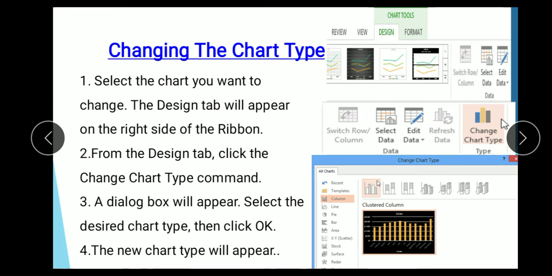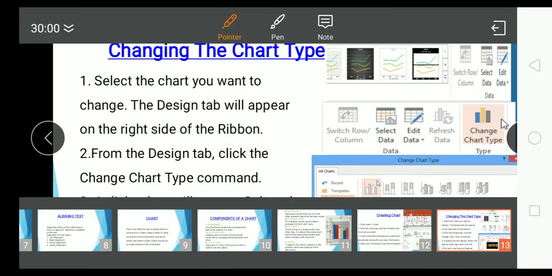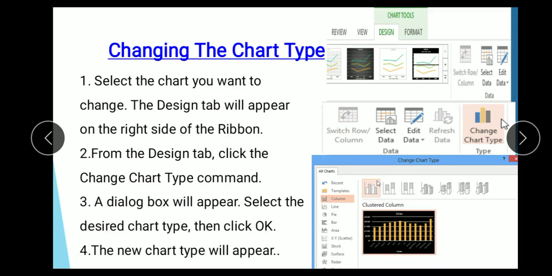Here, design option means when you click the chart, the Design option appears on the ribbon, and after that you select the chart types. Here, second figure, chart types. And step 3, a dialog box will appear. Select the desired chart types, then click OK. Means when you click the chart types, there are so many options that appear here. You select according to your requirement and click OK. Step 4, then the new chart will appear. When you click any option, the new chart appears and you use it.